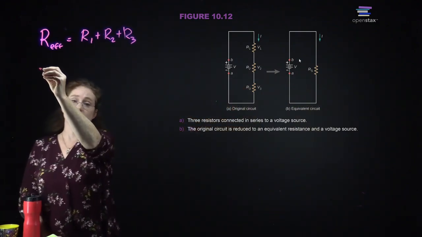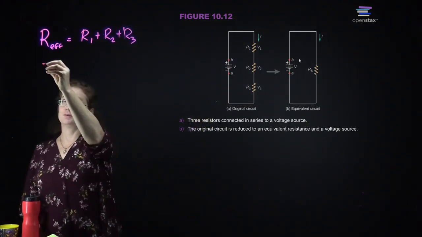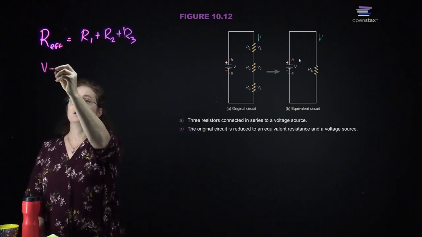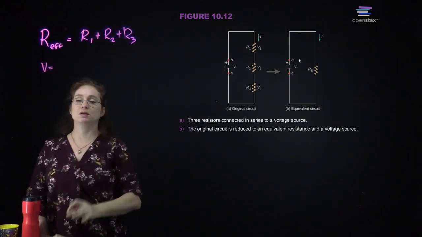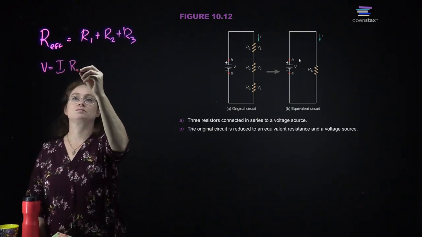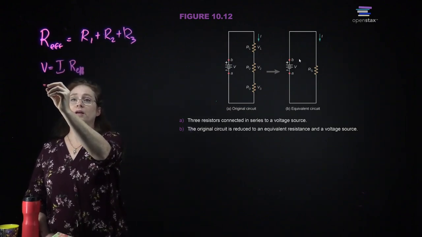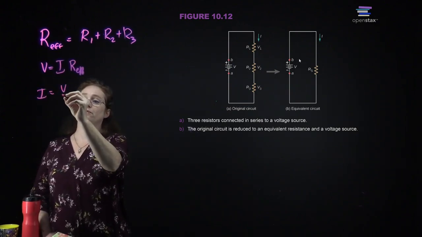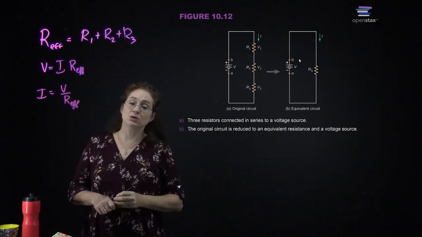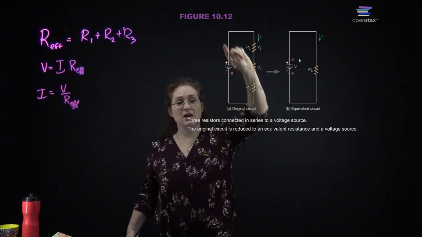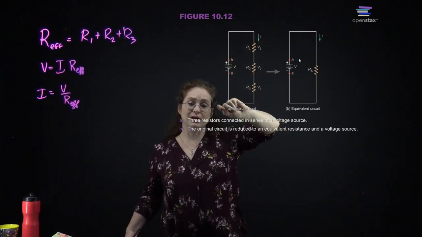And then if you want to calculate the current through that circuit, the voltage is equal to the current times the effective resistance. You are given the voltage, so you can calculate that the current is equal to the voltage applied to the circuit divided by the effective resistance. The current is the same throughout the circuit because any little bit of current has to go through all three elements, so that's in series.